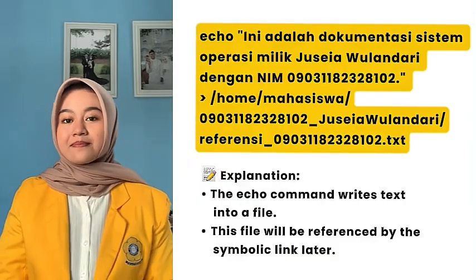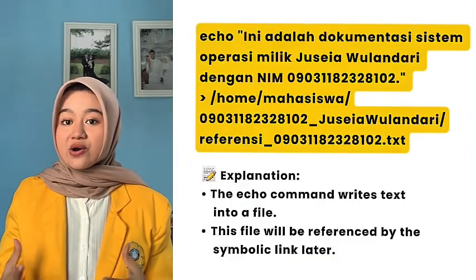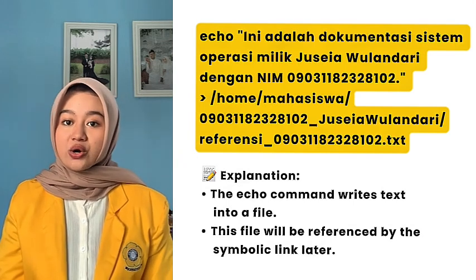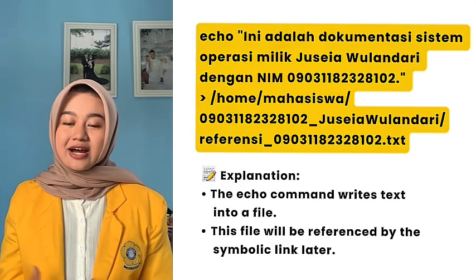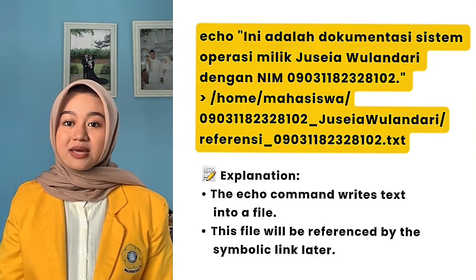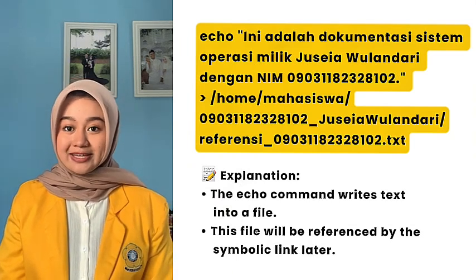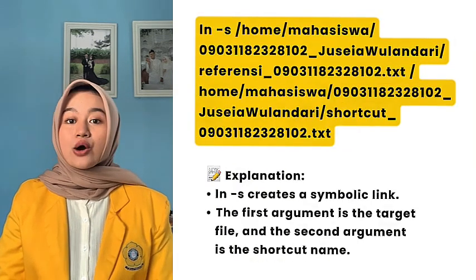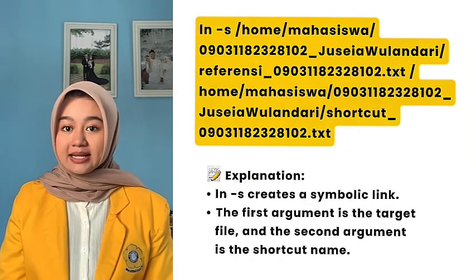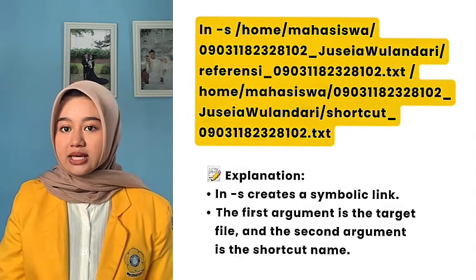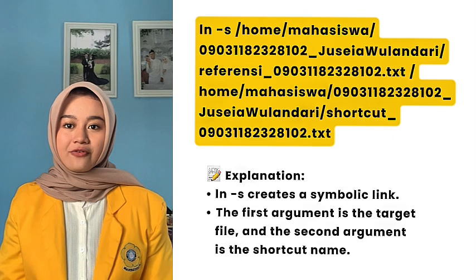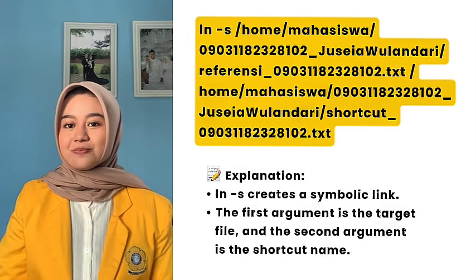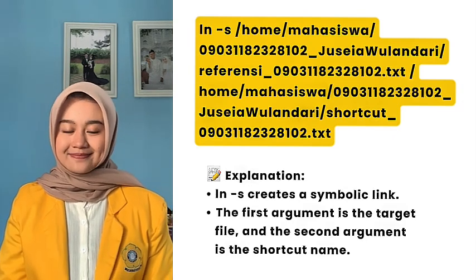Okay, this is the answer for question number 4. First, we use the echo command to create a new documentation file inside our main directory. This file contains text describing the ownership of the documentation. Next, with the ln -s command, we create a symbolic link. This allows easy access to the original file from another location without duplicating its content.